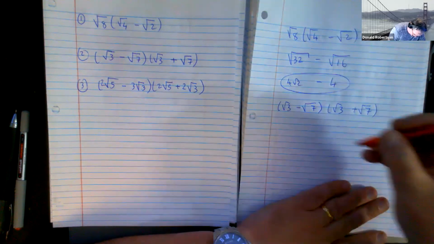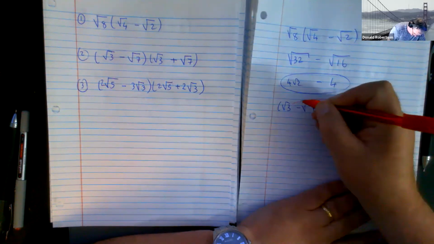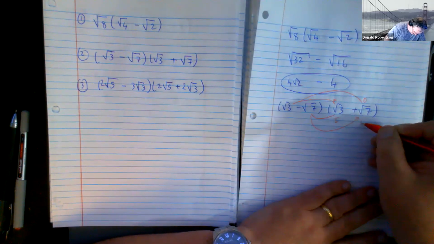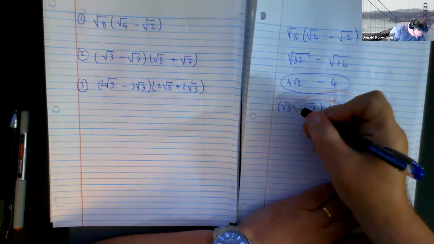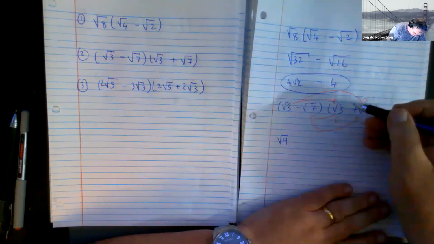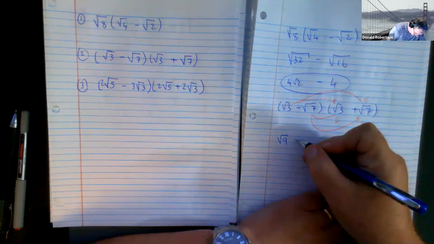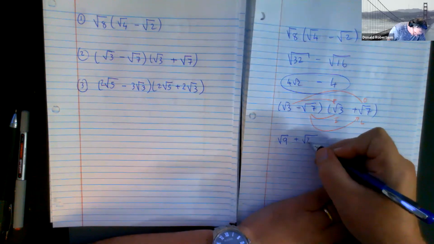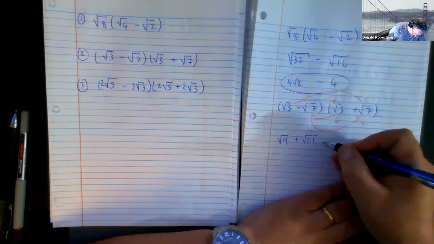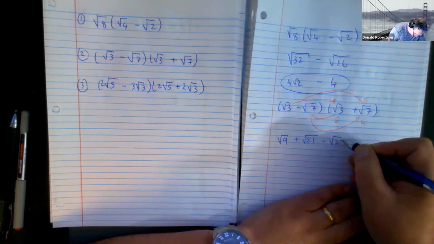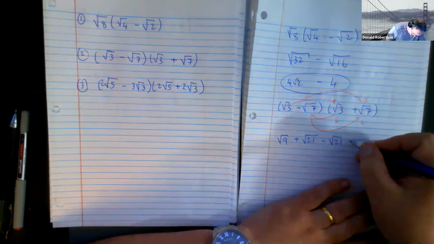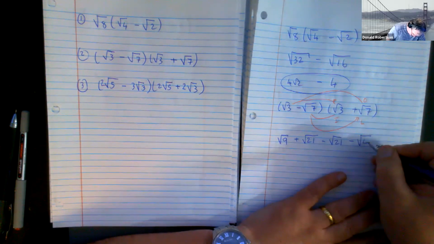So we're going to do a first, an outer, an inner, and a last. The square root of 3 times the square root of 3 gets you the square root of 9. The square root of 3 times positive square root of 7 gets you a positive square root of 21. A negative square root of 7 times a positive square root of 3 gets you a negative square root of 21. And the negative square root of 7 times a positive square root of 7 gives you negative the square root of 49.